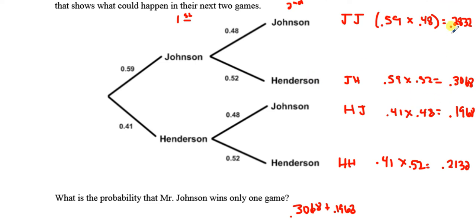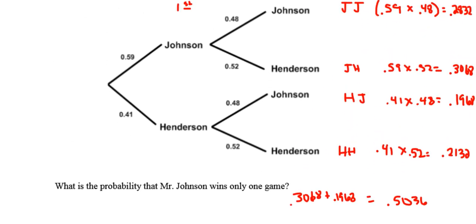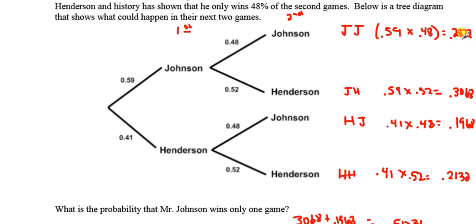Just like all of them all together add up to 100%. So either Johnson wins 2, or Johnson wins first, Henderson wins, or Henderson Johnson, or Henderson Henderson. Those are the 4 total possible outcomes that you can have. And then this comes out to be 0.5036. About 50% after all that's said and done. The probability is going to win 1 and lose 1. If they ask what's the probability of Johnson winning 2, it's just 0.2832. Johnson winning 0 or Henderson winning 2, it's 0.2132.